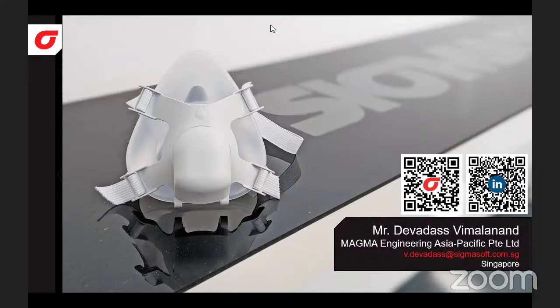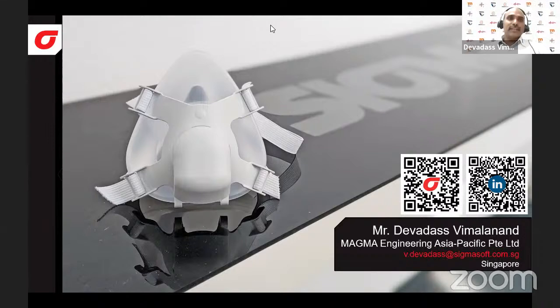All right. I hope that answered the question. And we have a second question. Can SigmaSoft simulate different kinds of designs in one simulation? Oh, yes. Actually, we call this autonomous optimization, or a design of experiment project.